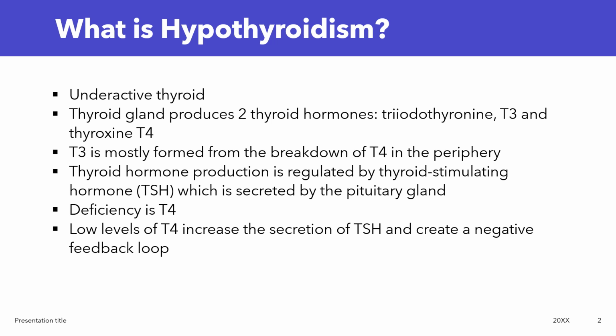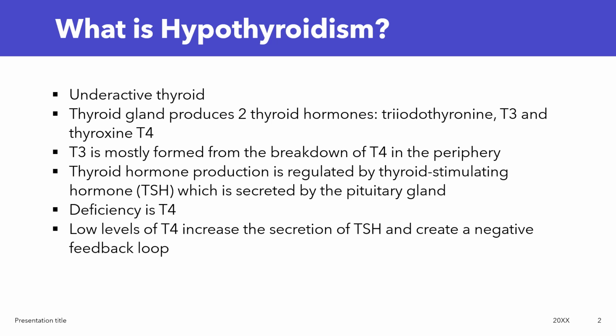What is hypothyroidism? Hypothyroidism is also known as an underactive thyroid. So the thyroid gland produces two thyroid hormones. So we have T3 and T4. T3 is mostly formed when T4 gets broken down in the periphery. The thyroid hormone production is regulated by thyroid stimulating hormone, also called TSH.